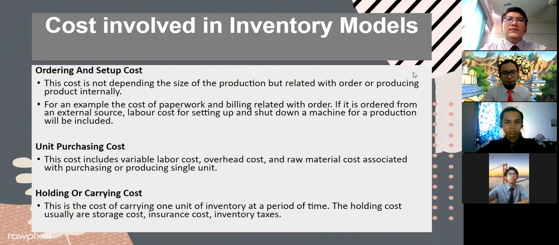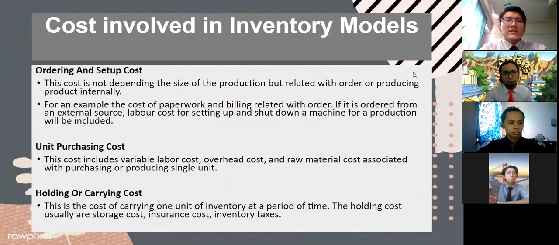So there are several costs involved in this mathematical model. The first one is ordering and setup costs. This is the cost that does not depend on the size of the production, but is related to ordering or producing the product internally. For example, the cost of paperwork and billing related to the order. If it is ordered from an external source, the labor cost for setting up and shutting down a machine for operation will be included. The second one is the unit purchasing cost.